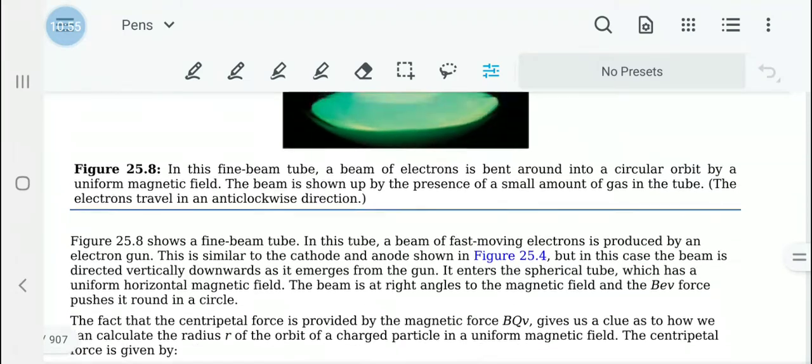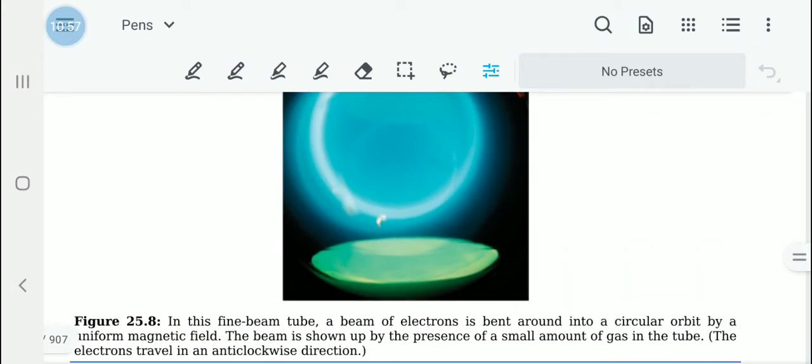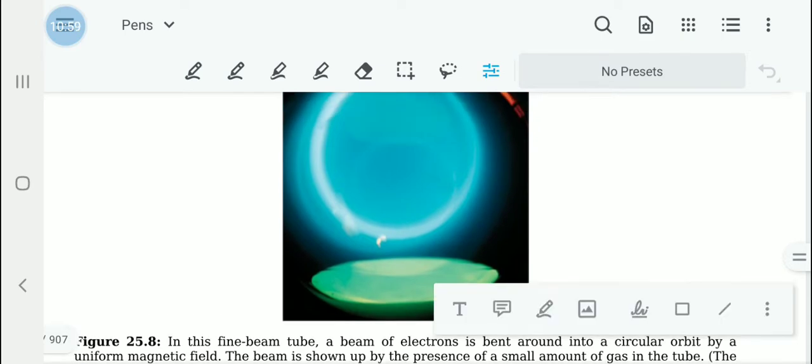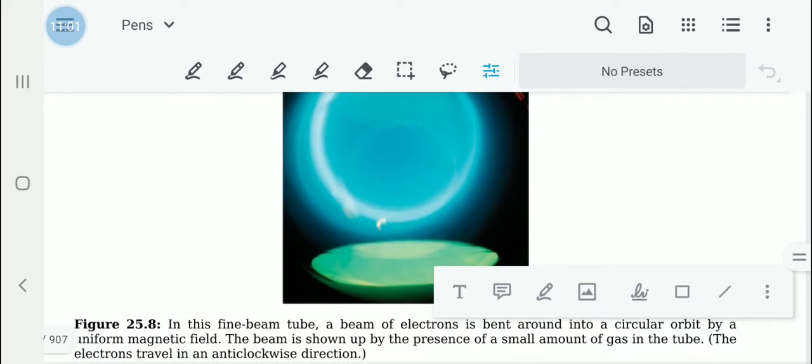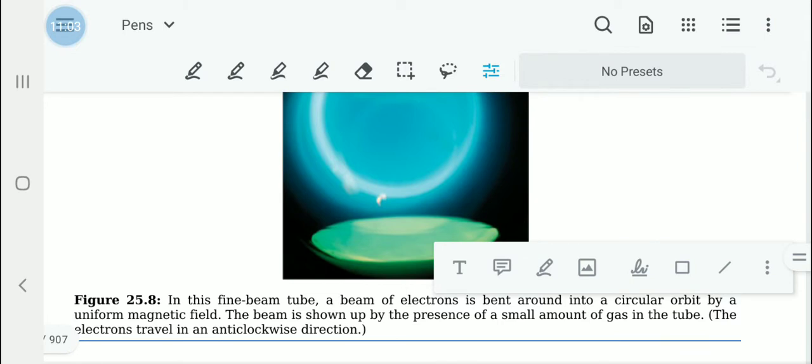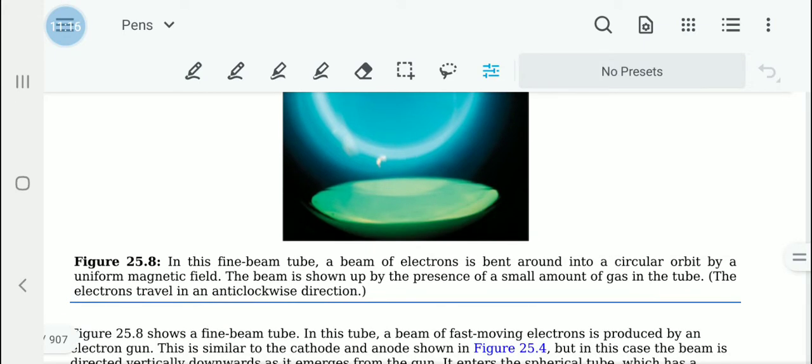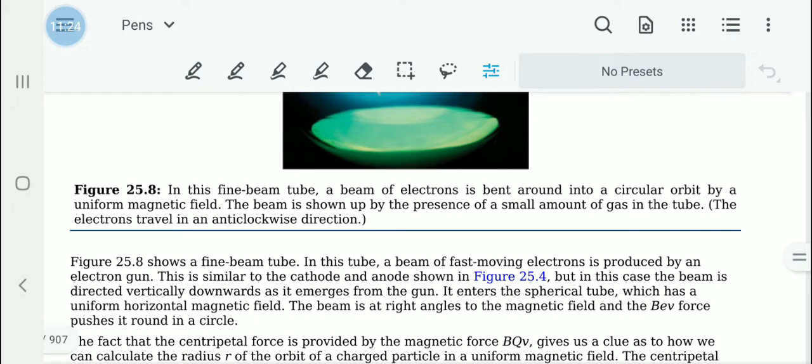So in this figure, we have a fine beam tube. A beam of electrons is sent and it is bent around into a circular orbit by using this magnetic field. We can observe this beam because there is a small amount of gas in the tube. As a result, we can observe them.